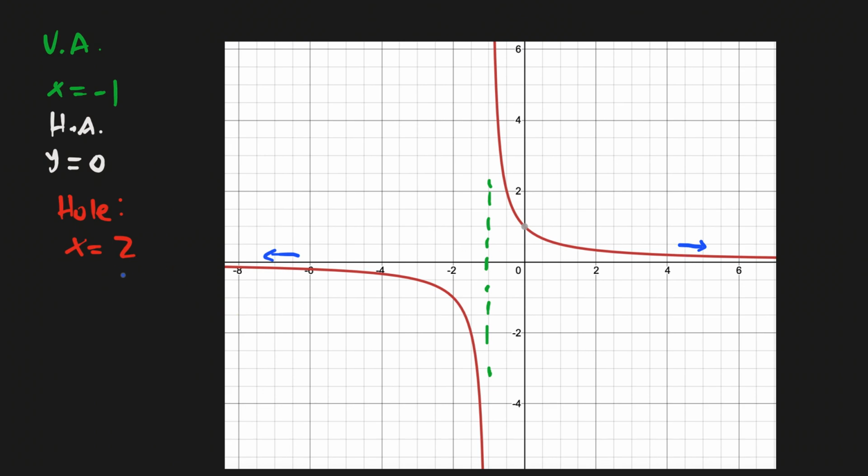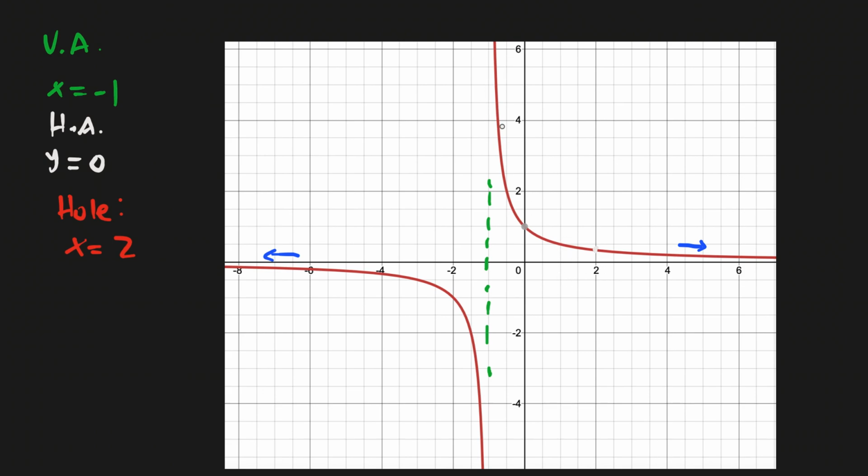And then we have a hole at x equals 2. We do have a hole over here, but we cannot see it. This is in Desmos.com, and so we can't really see the hole. But there is going to be a hole there at x equals 2.